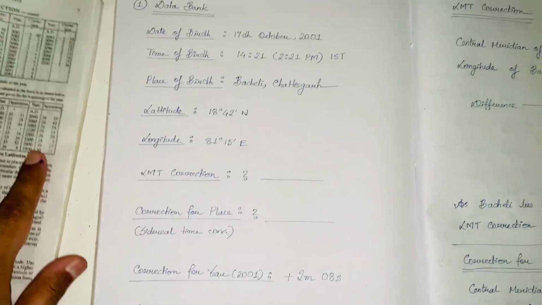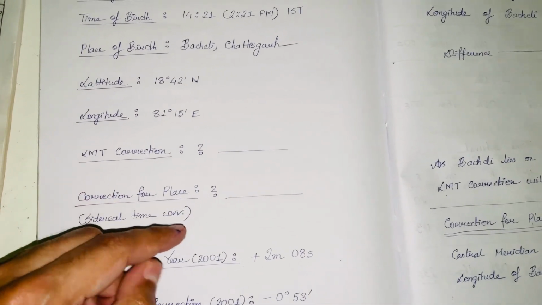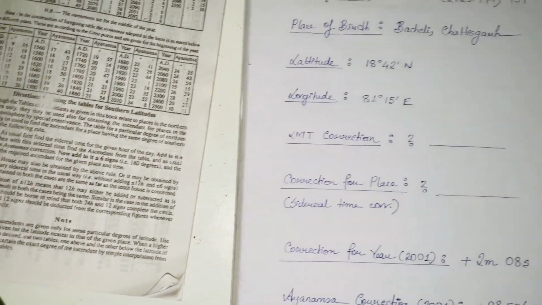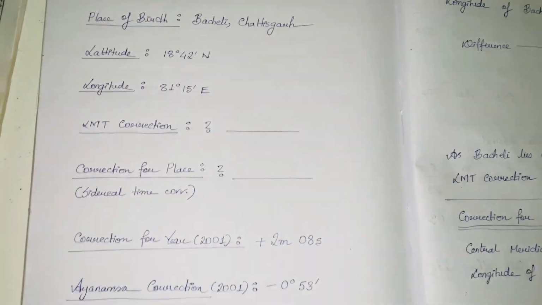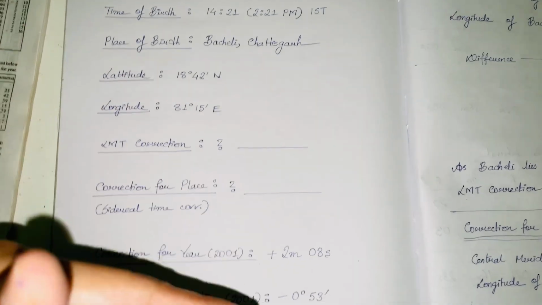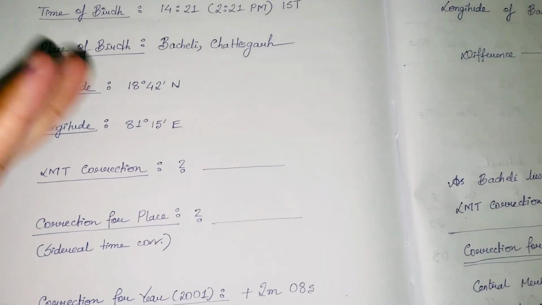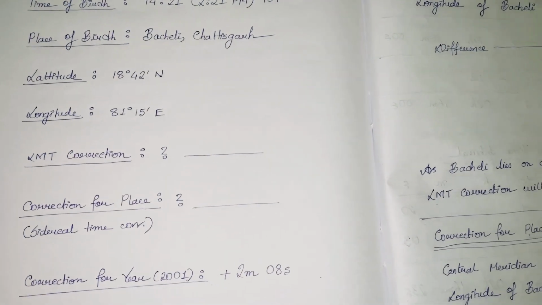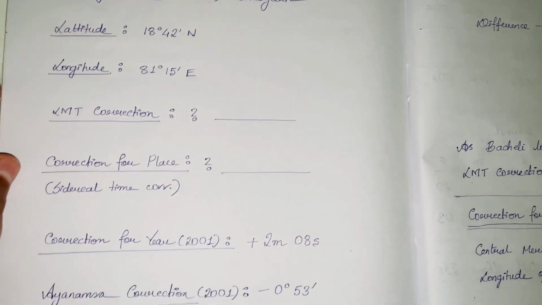So my data bank is almost ready, but the LMT correction for place we have not noted down because it is not present in the TOA and the ephemeris. So this is where your confusion will be. When you have this situation in front of you, how will you calculate the ascendant rising, when all the steps we have learned involve the data of these two parameters?